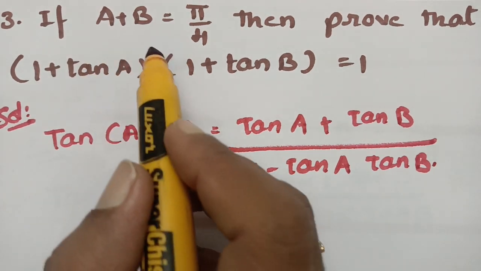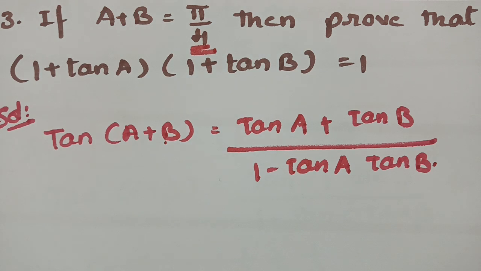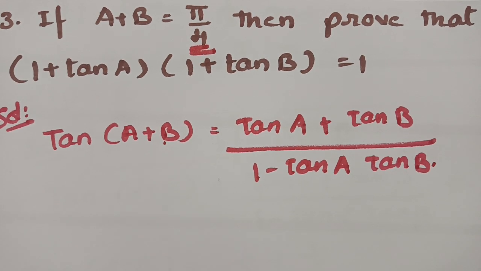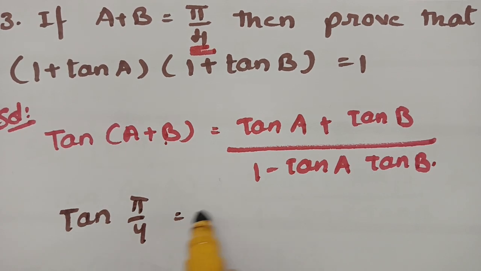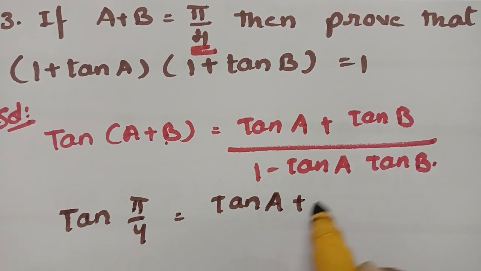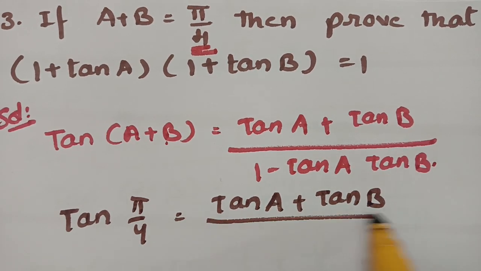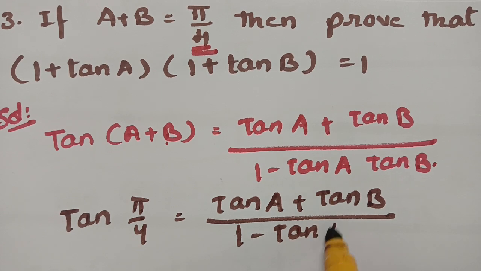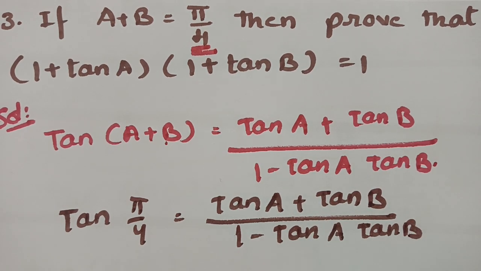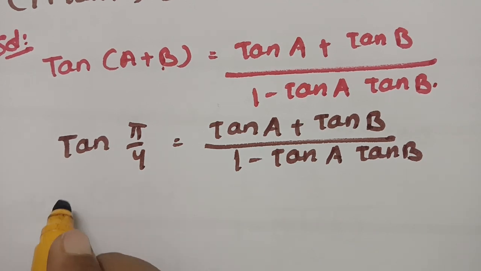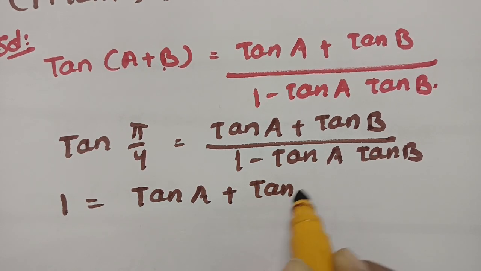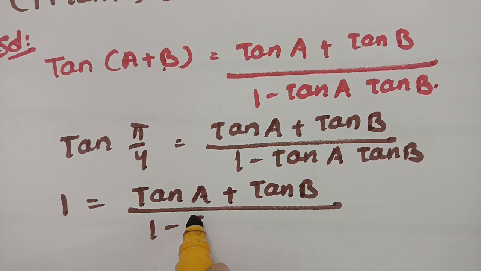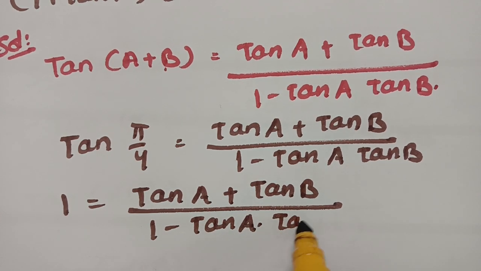What is given from the question? A plus b value as pi by 4. So if I substitute pi by 4, then tan pi by 4 is equal to tan A plus tan B by 1 minus tan A into tan B. Tan pi by 4 is equal to 1. So 1 is equal to tan A plus tan B by 1 minus tan A into tan B.